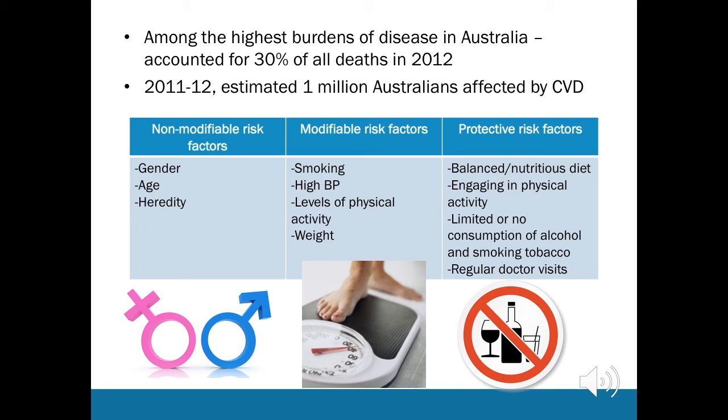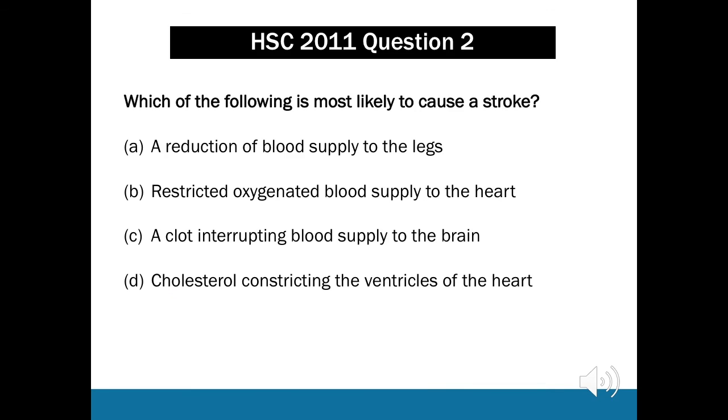Before we end this session, we've got just a couple more multiple choice questions that you can use to revise. So from 2012, which of the following is most likely to cause a stroke? I'm going to let you pause the video, have a look through those options, and we'll see the answer soon. I'm hoping you got C, that a stroke is a clot interrupting blood supply to the brain.